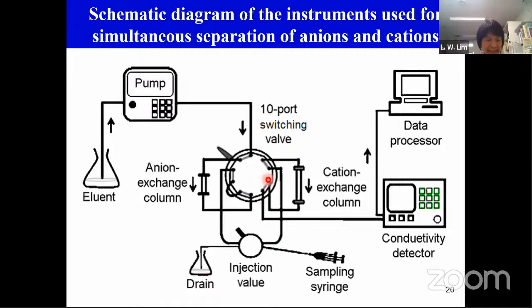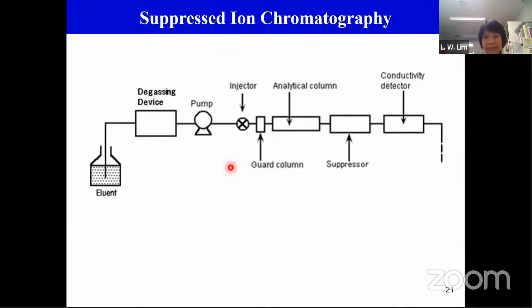Anyway, this one is for the simultaneous separation of anions and cations. Another system that I would like to introduce is what we call suppressed ion chromatography. This is the first commercial system of ion chromatography introduced in the market.